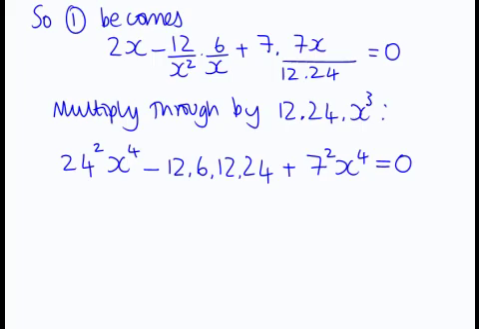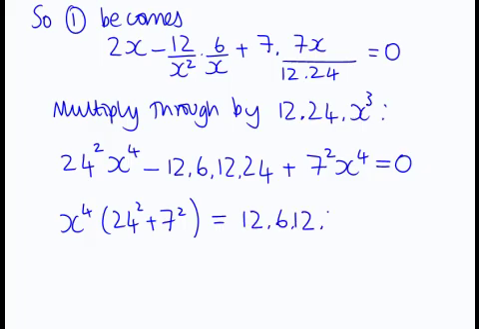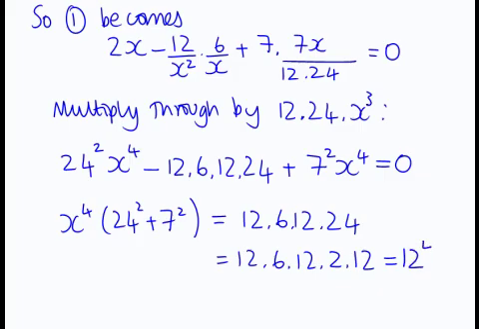So gathering together the terms, I've got x to the 4, times 24 squared plus 7 squared, equaling 12 lots of 6 of 12 of 24. And if you think what 24 is, it's 2 lots of 12. So actually what I've got here is 12 times 12 times 12 times 12. I've got 12 to the 4.